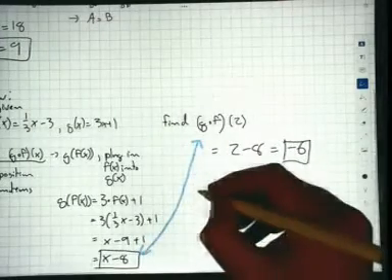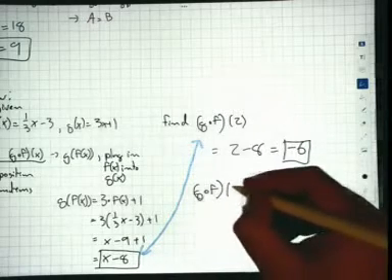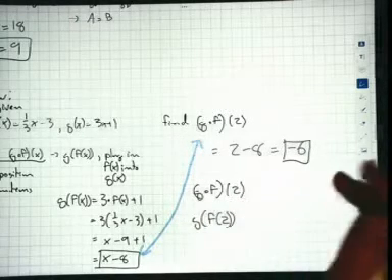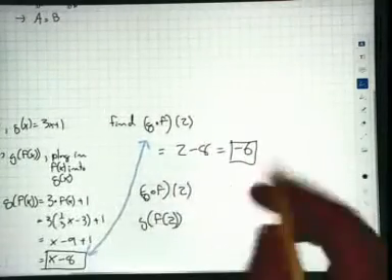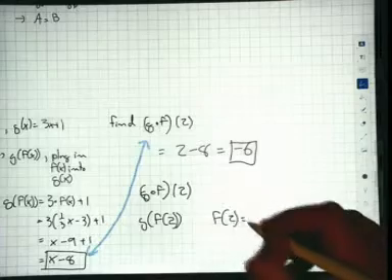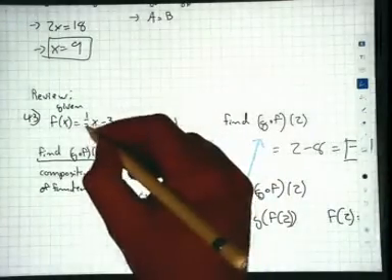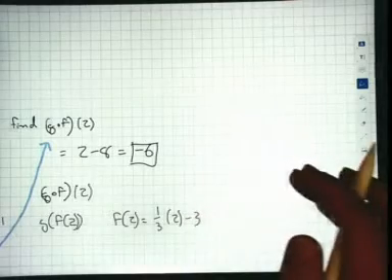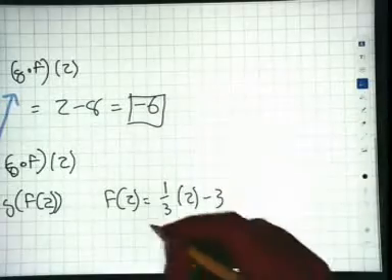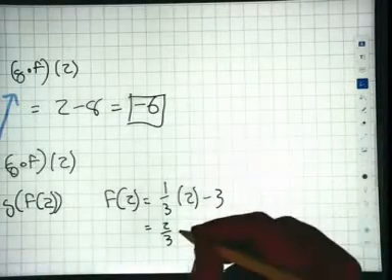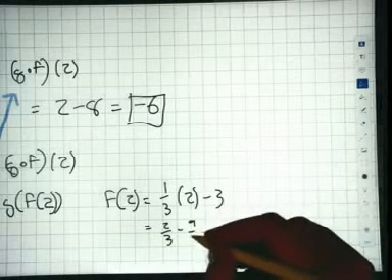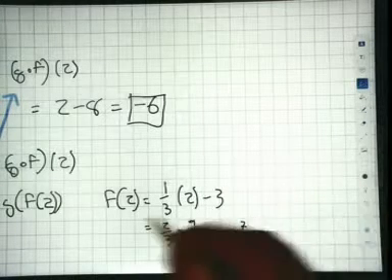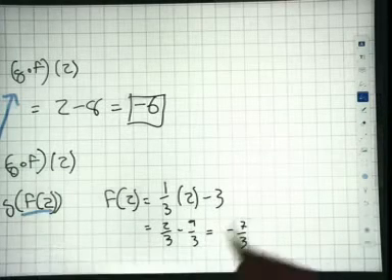One other way to do this. G of f at 2 is the same thing as the function g, but we're going to plug in f at 2. So the first thing I got to do is find f at 2. We're going to plug in 2 into this function, so that's going to be 1/3 times 2 minus 3. Maybe I should have picked a better number, but we're going to go with it. So this is going to be equal to 2/3. I'm going to rewrite 3 as 9/3. So that's going to be a negative 7/3. So f at 2 is negative 7/3.